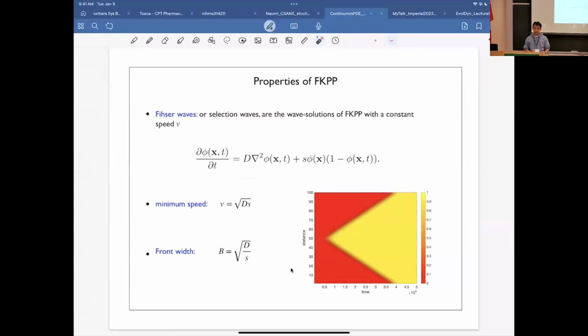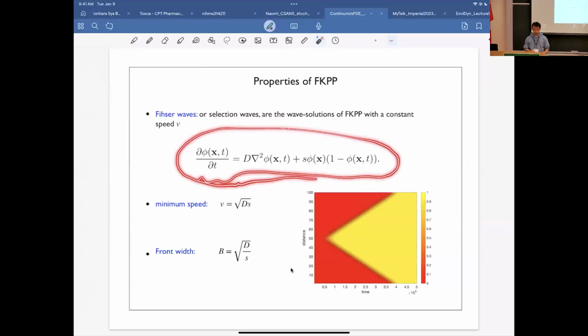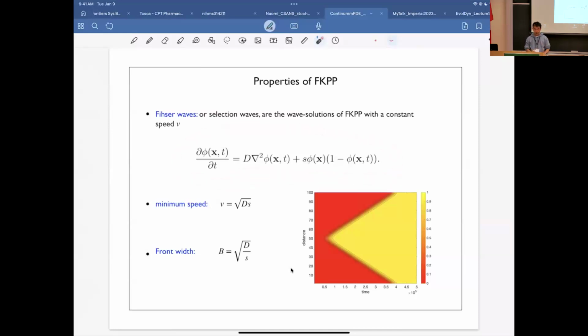You are considering a single equation. I'm trying to extend the Fisher-Kolmogorov equation, where phi is the ratio of, or something proportional to, the mutant population. The x is one dimension. x can be any dimension, at least 1 or 2.